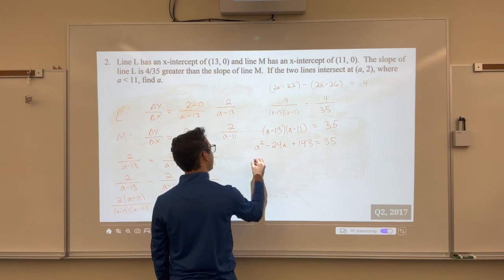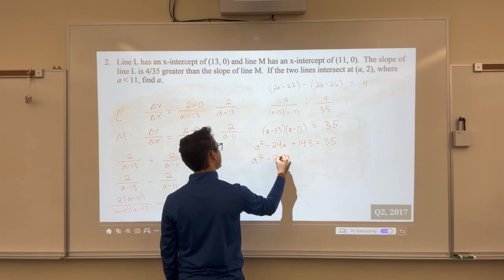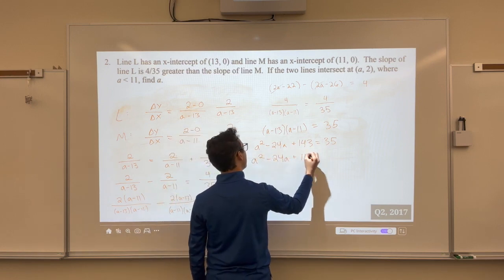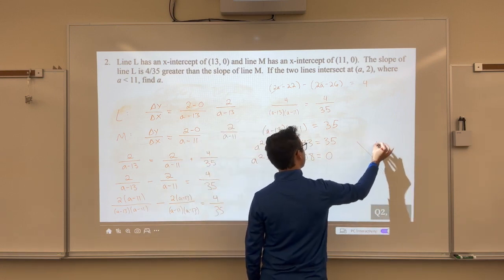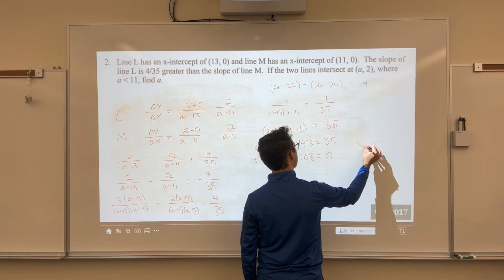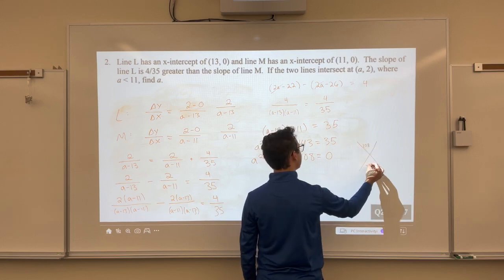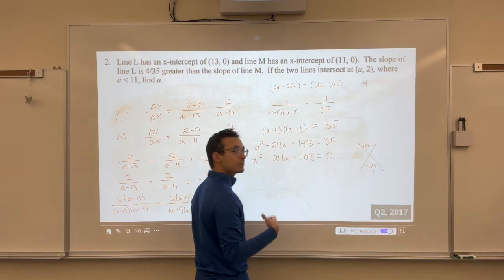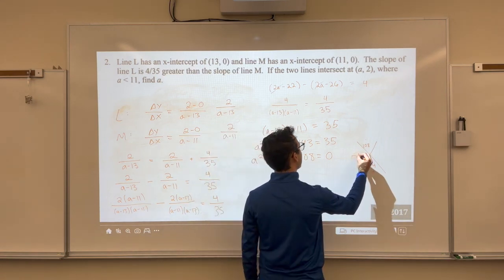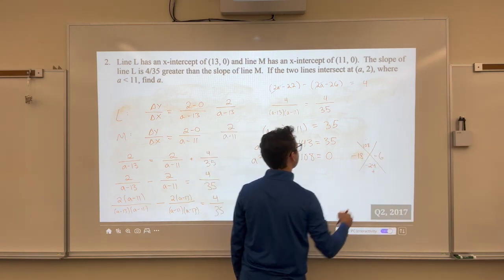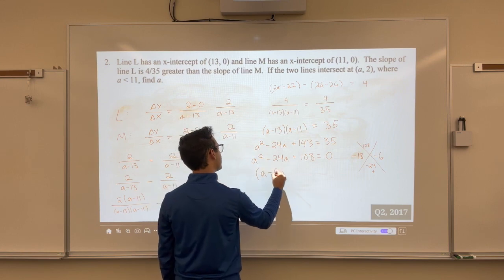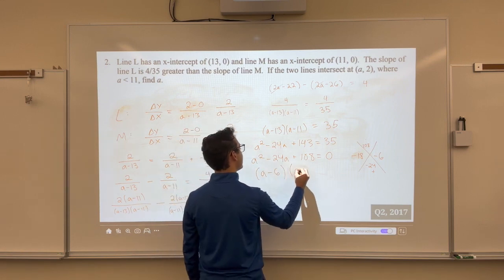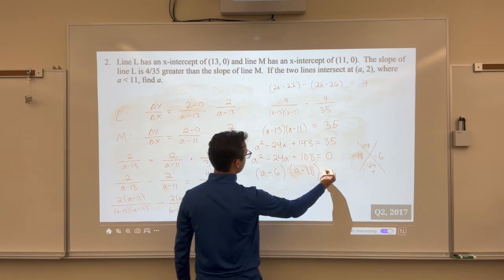Subtract the 35, we get that a squared minus 24a plus 108 is equal to 0. We get our factor x out. We are looking for two numbers that multiply to 108 but add to negative 24. And those numbers would be negative 18 and negative 6. Therefore, the factored form of this quadratic would be a minus 6 times a minus 18 equals 0.